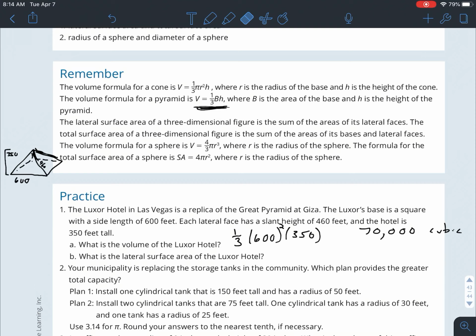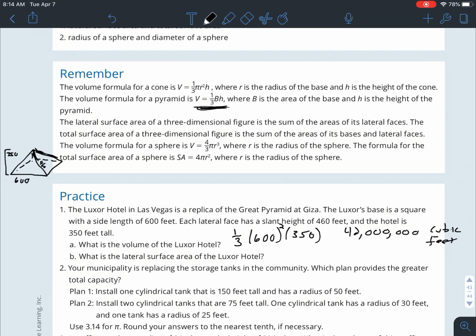So that is where they end up getting the 42 million cubic feet. So that hotel in Vegas is 42 million cubic feet big. That's how much it can fill up. So if I took a hose, I would need to fill up pretty much 42 million gallons to try and fill that place up.